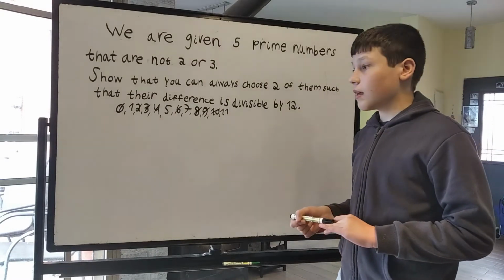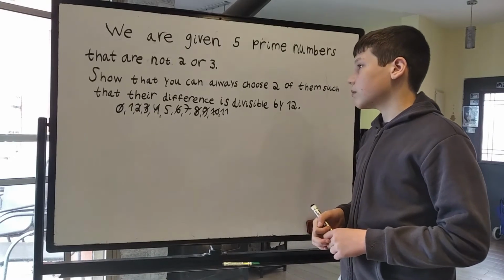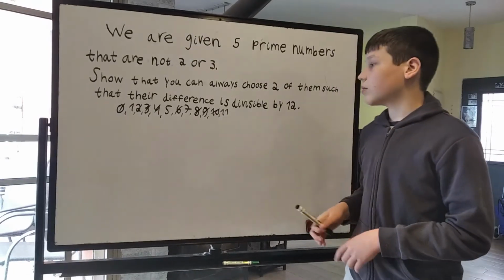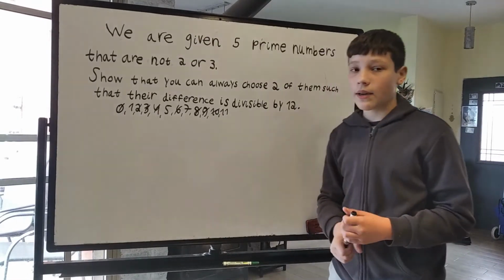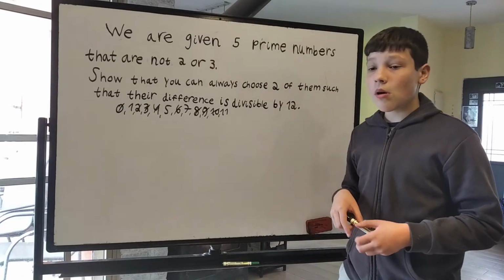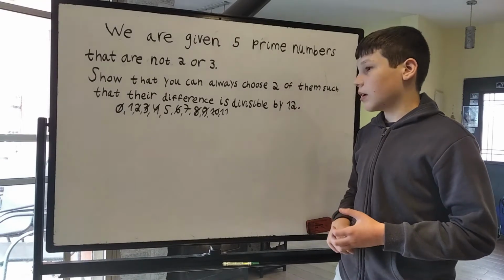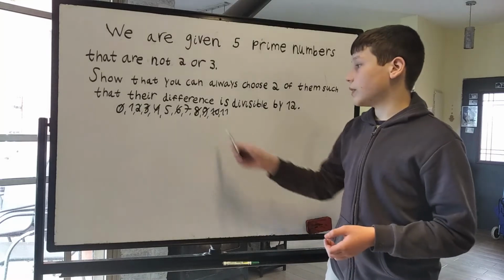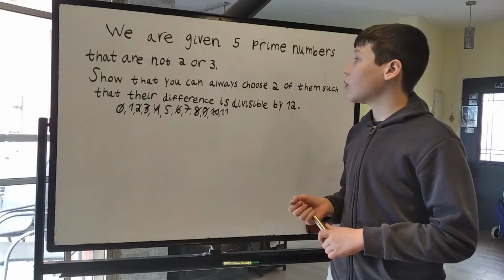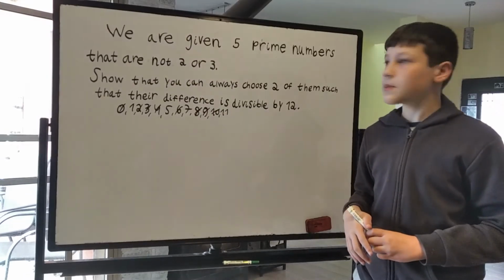So, these are all the congruences that we have left for 12: 1, 5, 7, and 11. So, all the prime numbers which are not 2 or 3 have to be congruent to one of these 4 mod 12. So now let's look at the actual problem and solve it.